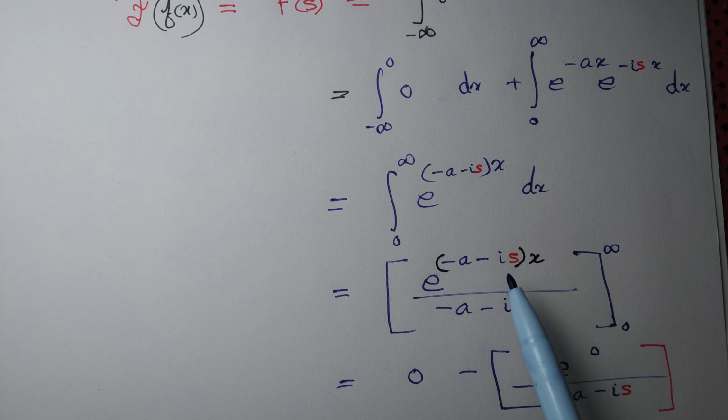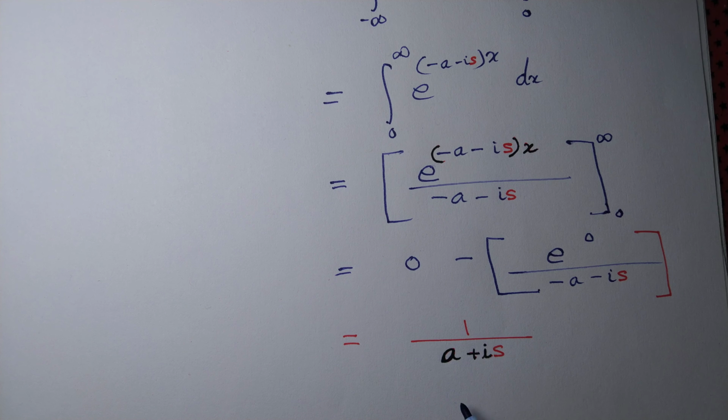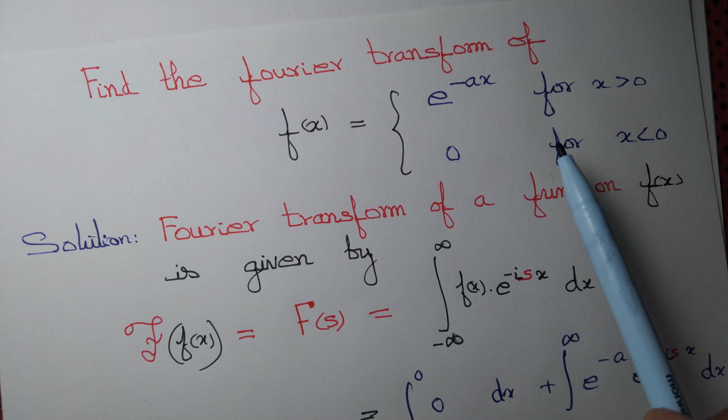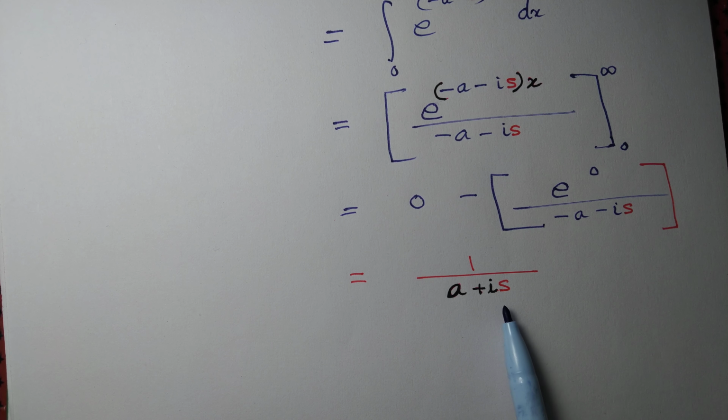As x tends to infinity, e to the power minus infinity is 0, so we have 0 here, and for the lower limit, as x tends to 0, e to the power 0 is 1. So the minus minus gets cancelled and you are left with 1 by a plus is. So this transforms the function as given in the question to a simple expression, 1 by a plus is.